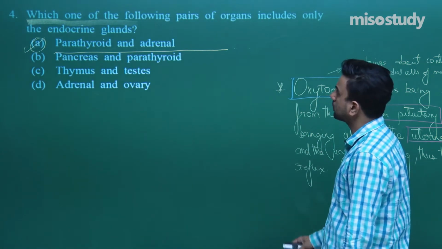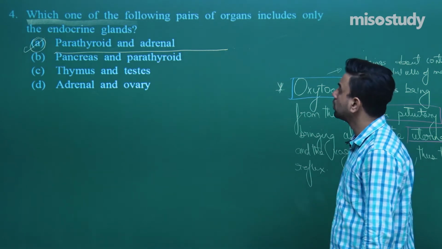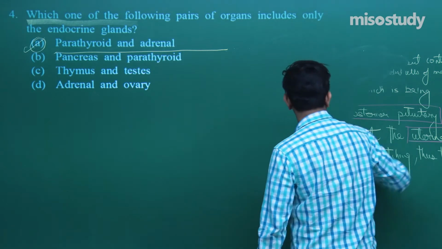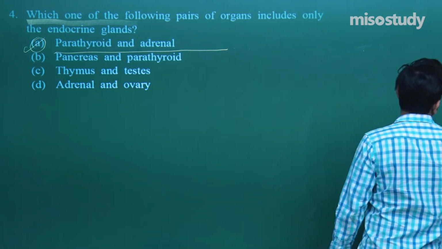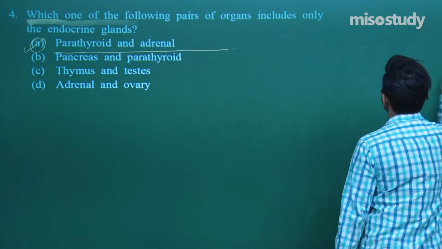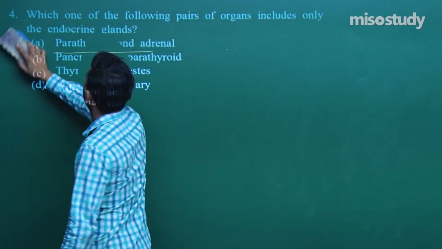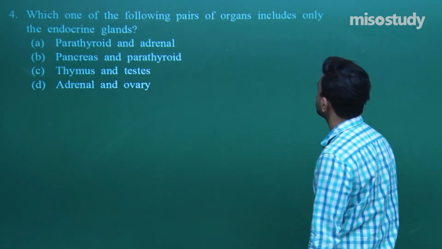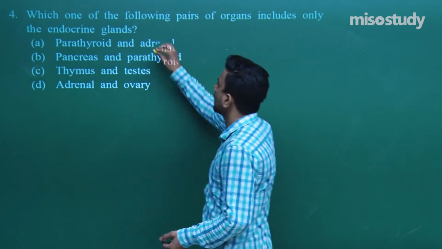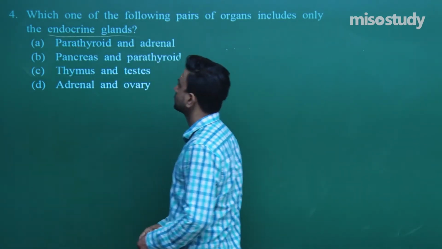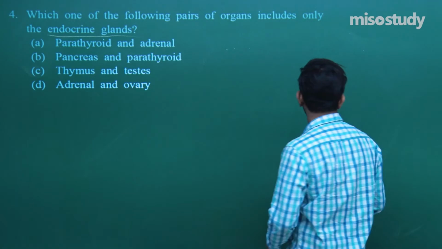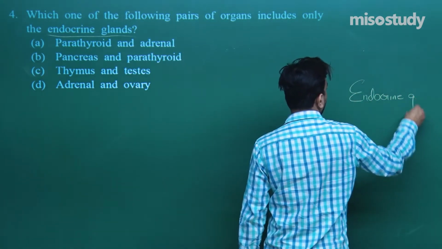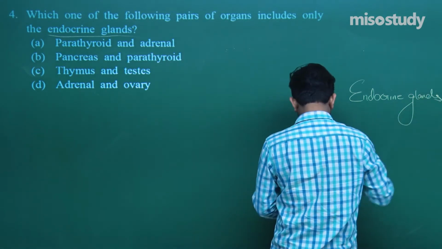We will go to the next question. Which of the following pairs of organs includes only the endocrine glands? So, let us see what endocrine glands are.